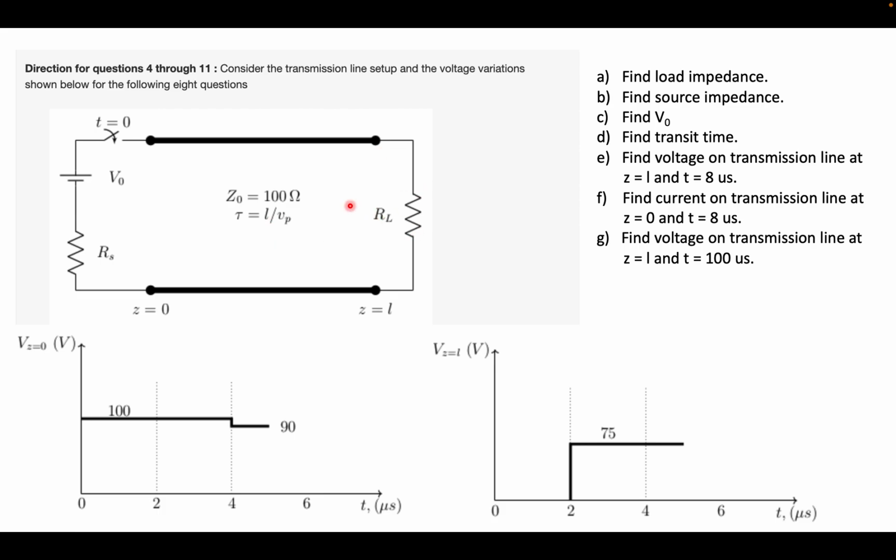Now in this problem two things were given, right? You are given the voltage at z is equal to 0 with respect to time. So basically you know what is the voltage here with respect to different transit times. Similarly, you know what will be the voltage at z is equal to L, right? So here is the plot of that. Voltage at z is equal to L is given by this plot. So if you have this much information, now you need to solve these 7 parts of this question.